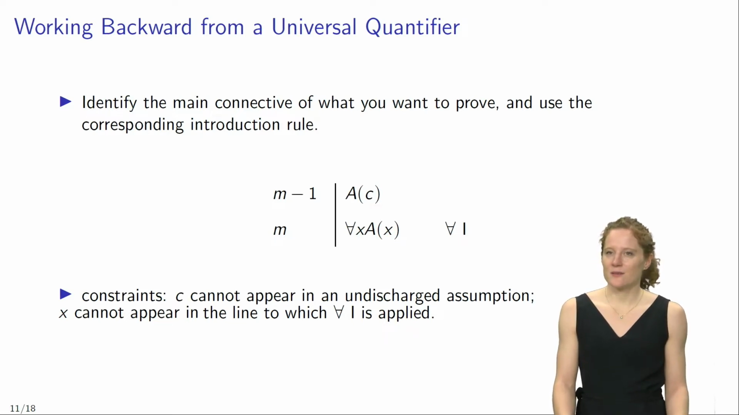Now, in order to be able to apply this proof strategy, you need to obey one important constraint. Specifically, the name c cannot appear in an undischarged assumption, and the variable x cannot appear in the line to which universal introduction is applied. So in this particular example, the variable x cannot appear in line m-1.